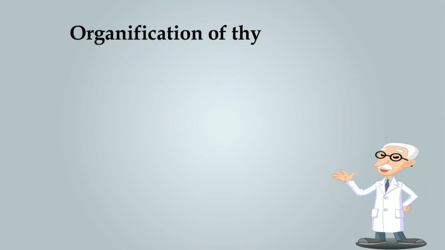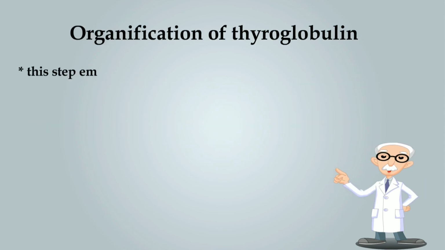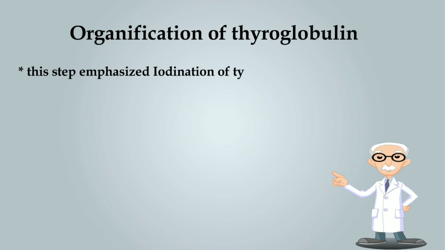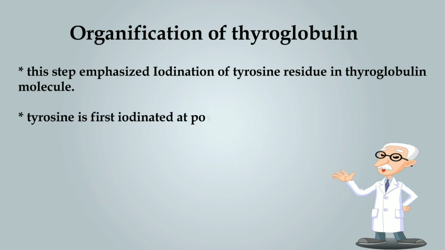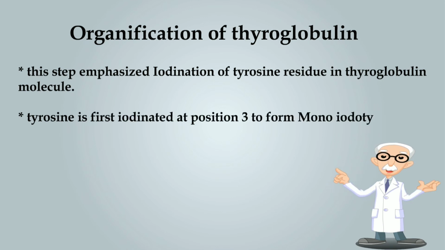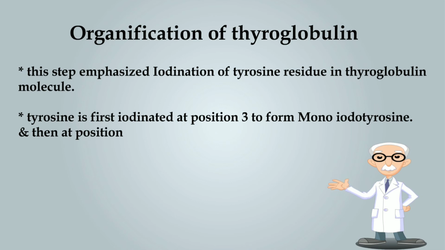Organification of thyroglobulin. This step emphasizes iodination of tyrosine residues. In the thyroglobulin molecule, tyrosine is first iodinated at position 3 to form monoiodotyrosine, and then at position 5 to form diiodotyrosine.